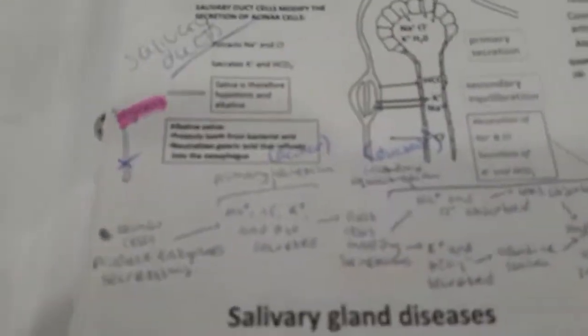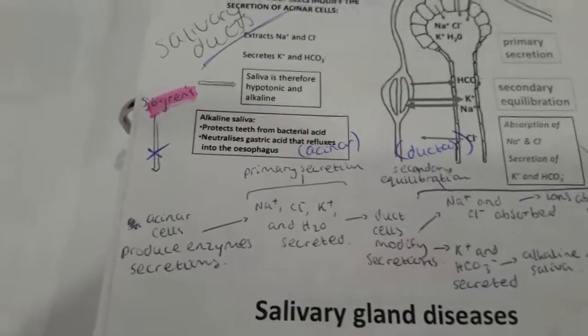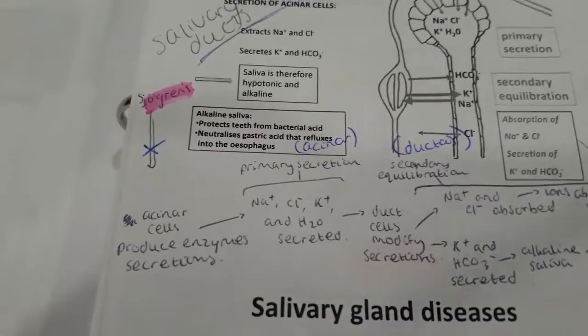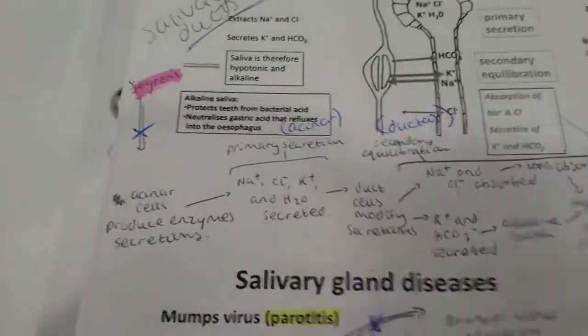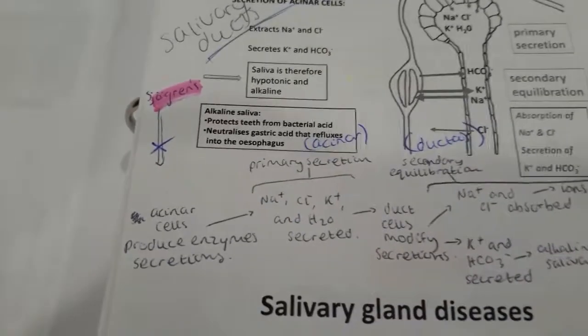HS 1.2, as I mentioned, you've got the salivary gland overall structure. You've got the acinar cells that produce the enzymes and stuff, and you've got the duct cells which modify those secretions. So let's have a look at the salivary ducts and see how they modify the secretions.